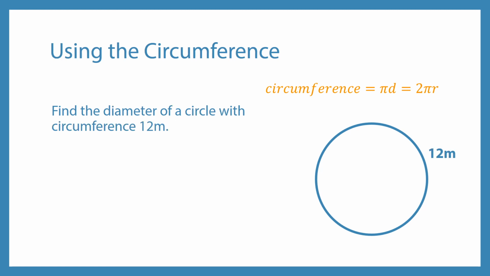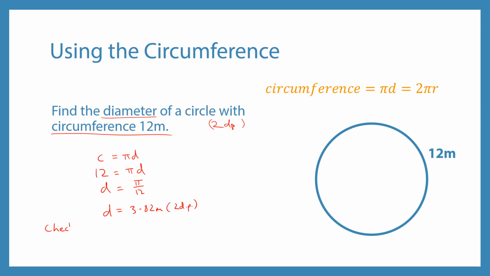So this time, can you find the diameter of this circle to 2 decimal places when we know that the circumference is 12 meters? Okay, so we use our equation, c equals pi d. This time we're looking for d. So we put in what we know, 12 equals pi d. So the diameter is 12 over pi, which if we put that in our calculator, we're going to get 3.82 meters to 2 decimal places.